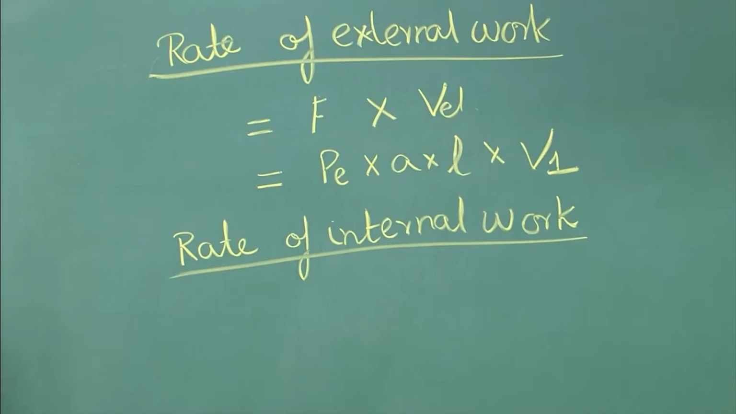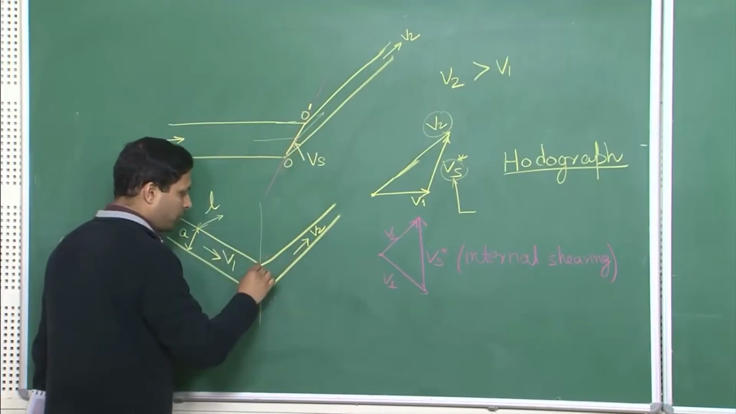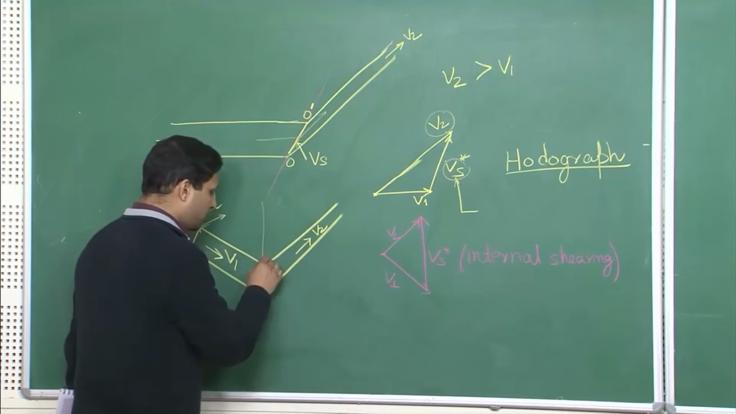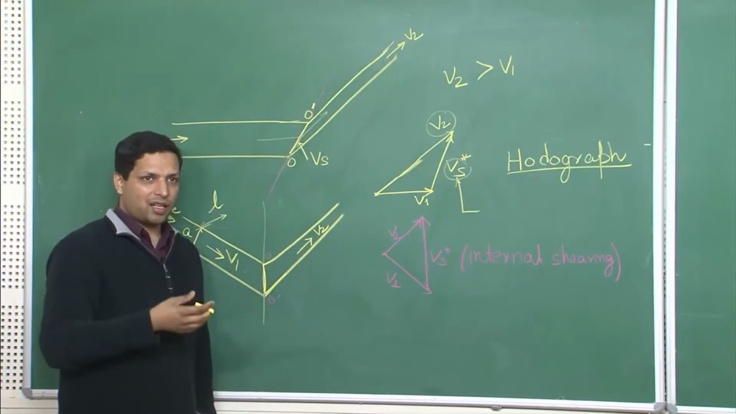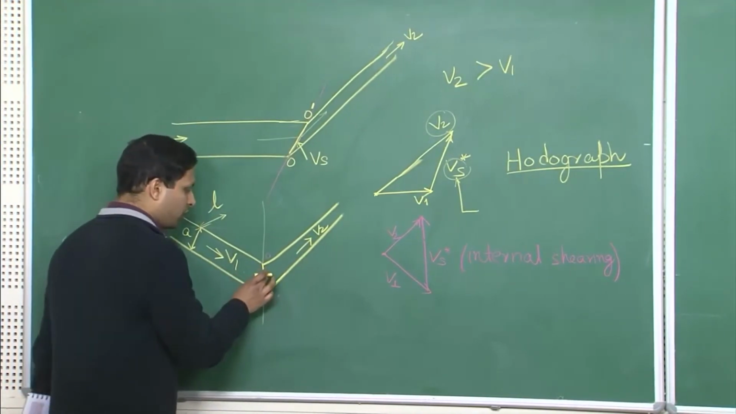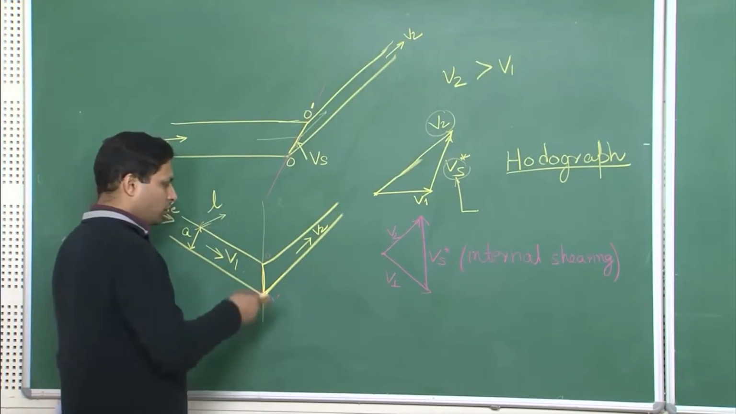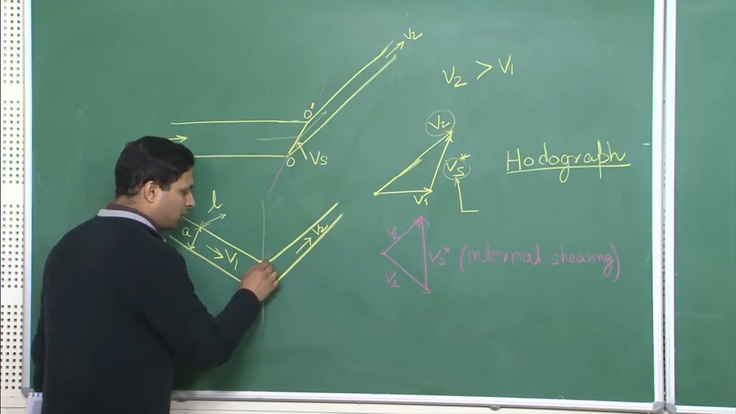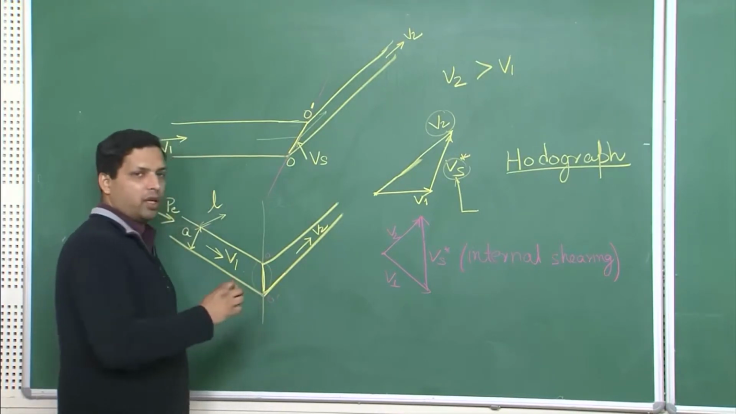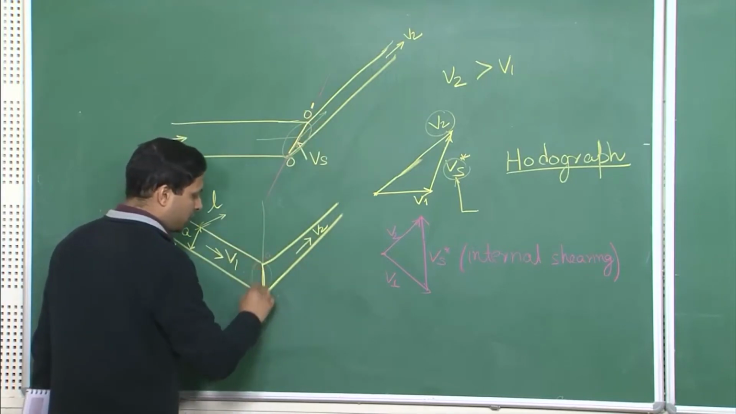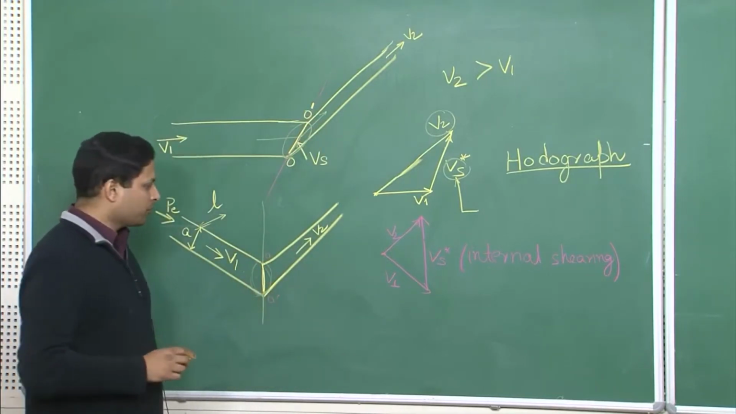Where is the internal work being done over here? The internal work is getting done in this region. Remember we said this is the internal shearing. So, this is where actual work inside the material is taking place. If this work was not taking place, then no force or no energy would be consumed. Whatever energy is getting consumed is because internally this is the region where deformation is taking place.